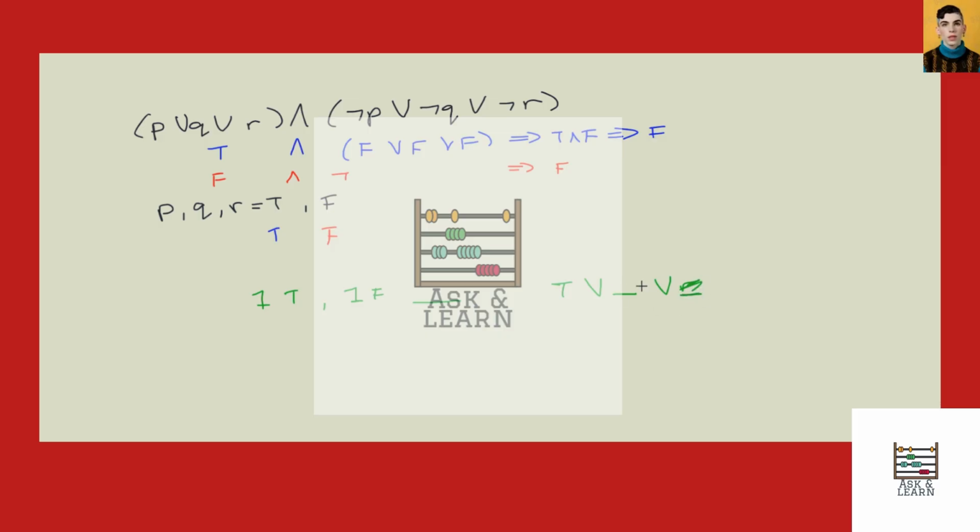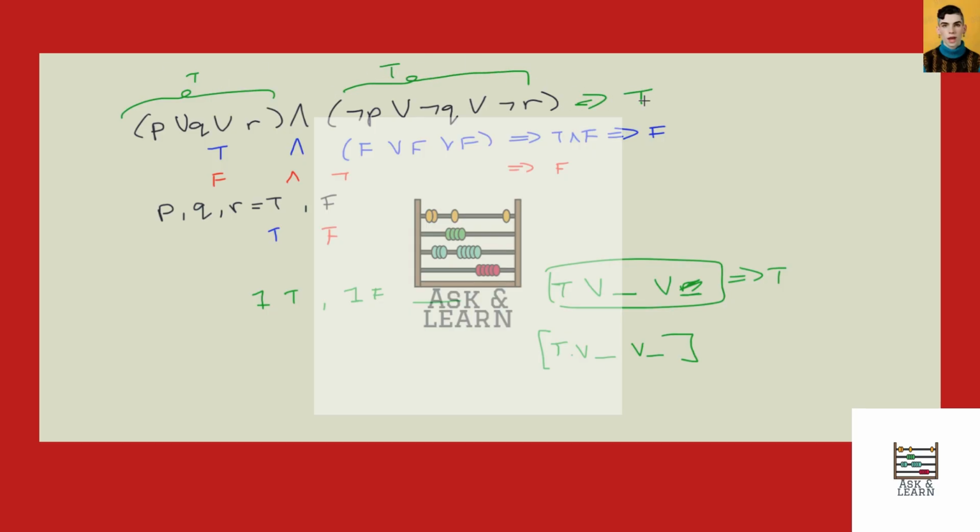And it doesn't really matter what these numbers are. This whole thing becomes true. So this whole thing is true. In this case, because we have one false, we have or not false, so that will be true, or something, or something. And so this whole statement will become true. So this is true and true, so it will give you true.